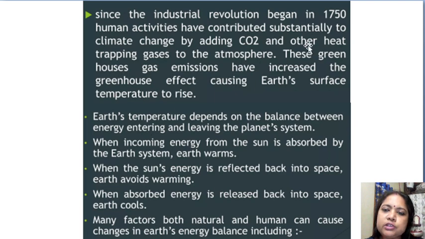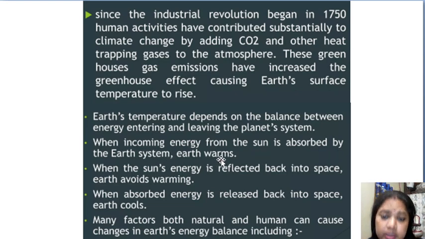Since the industrial revolution began in 1750, from that time human activities have contributed substantially to climate change by adding carbon dioxide and other heat trapping gases to the atmosphere. And these greenhouse gas emissions have increased the greenhouse effect, causing Earth's surface temperature to rise. Earth's temperature depends on the balance between energy entering and leaving the planet system, because at every time energy is coming from the sun and also energy is released from the Earth's surface.